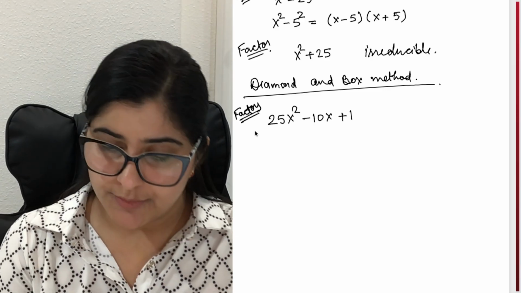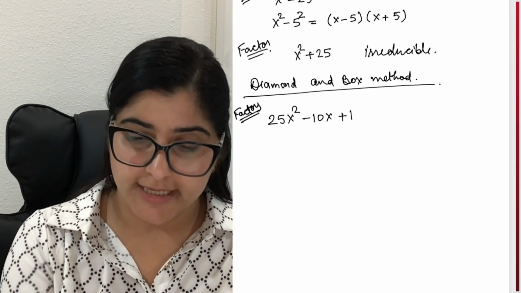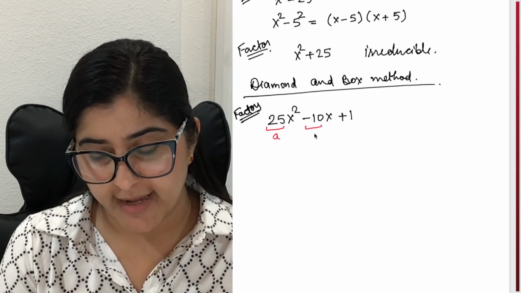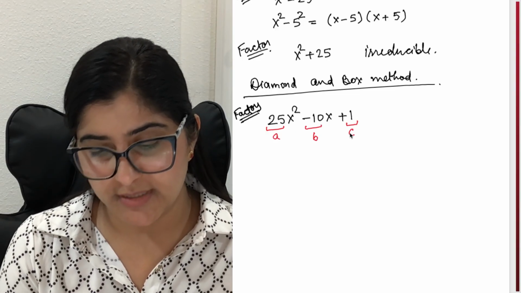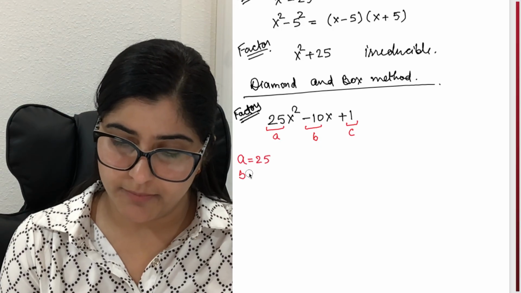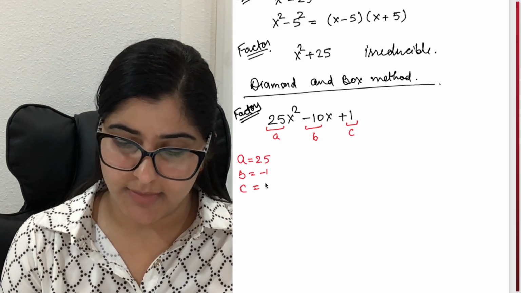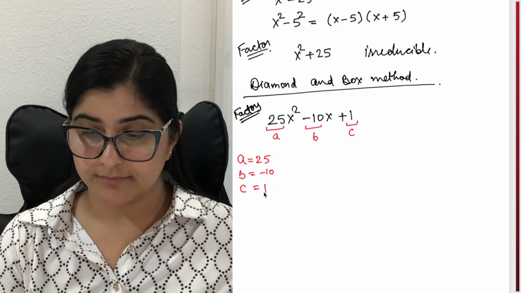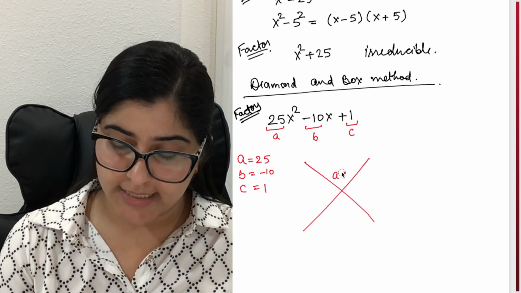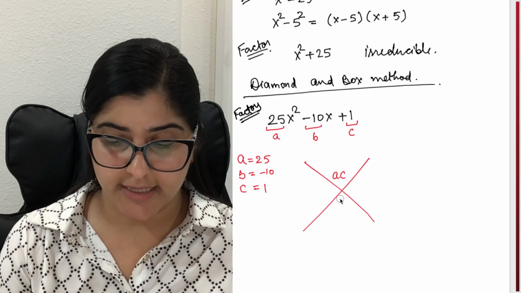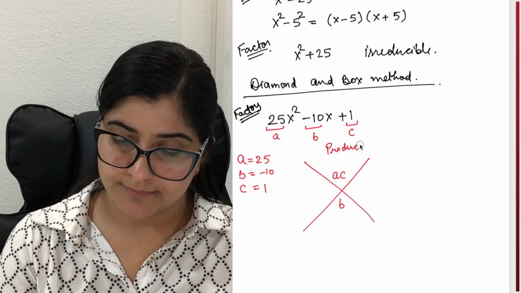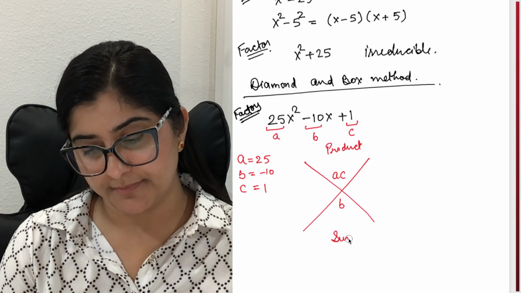So what we will do, we label the coefficient of x squared with a, the coefficient of x with b, and the constant with c. So in this case, our a is 25, our b is -10 and c is 1. We draw a diamond. Here we write AC, A times C, and here we write B. This is the product and this is the sum.